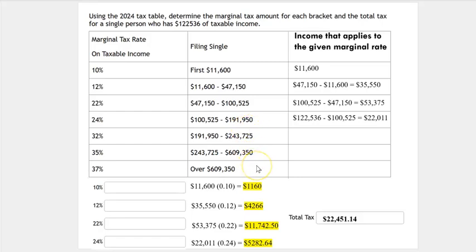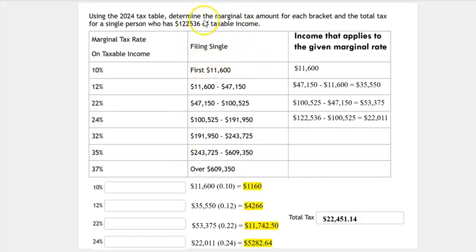Hello, in this question I'll show you how to find the marginal tax amount for each bracket and the total taxes paid by a person who has a given taxable income. We use the 2024 tax table here. So here's the tax table. The marginal tax rates are 10%, 12%, 22%, 24%, up to 37%. And for filing status we use only single here.